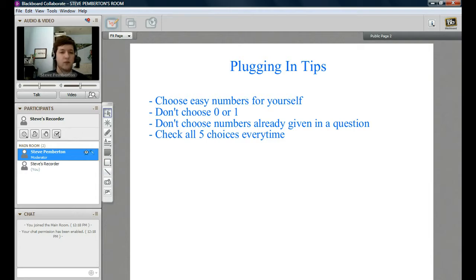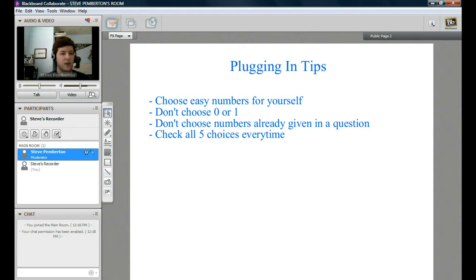There's a few rules that we need to get ingrained as soon as possible. Don't choose 0 or 1. It's just not a good number to choose if you can avoid it. Some questions will force it, but if we can avoid it, we'll try to avoid it. Don't choose numbers that are already given in a question. So if the question says like 8x, don't make the x 8 also. Just don't choose numbers you already see in the question. And then check all 5 choices every time.